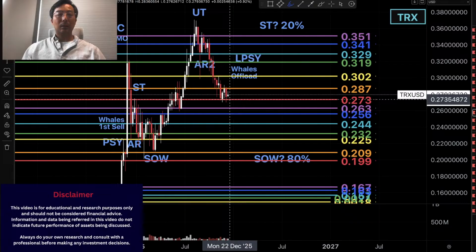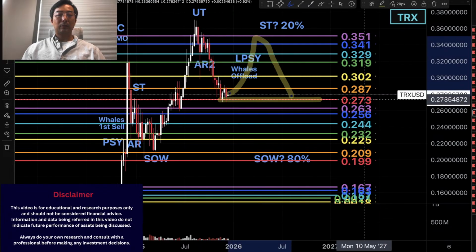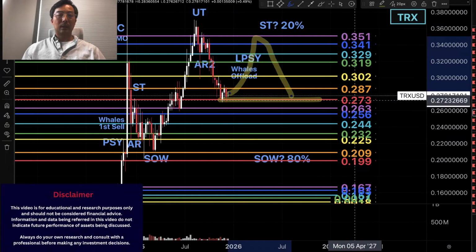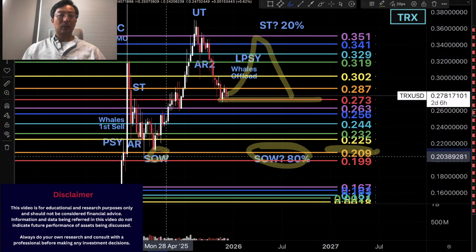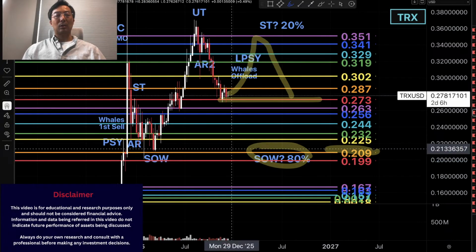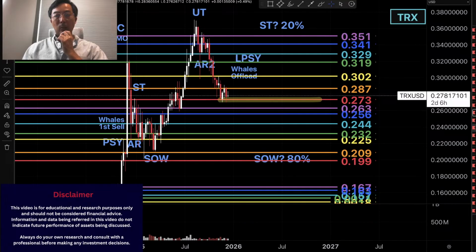Okay, currently the first stage, if it really comes up, this 0.273 red key level is the support, the very key support. Next is the orange 0.209. That's where the sign of weakness back in mid-March landed. All right, so that's Tron, and we have XMR.